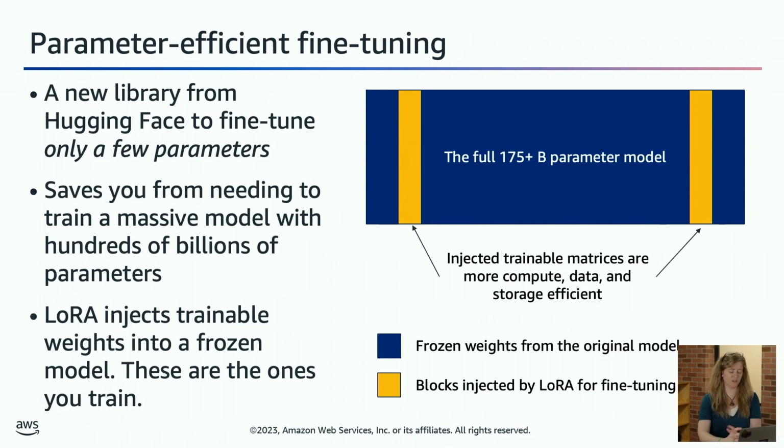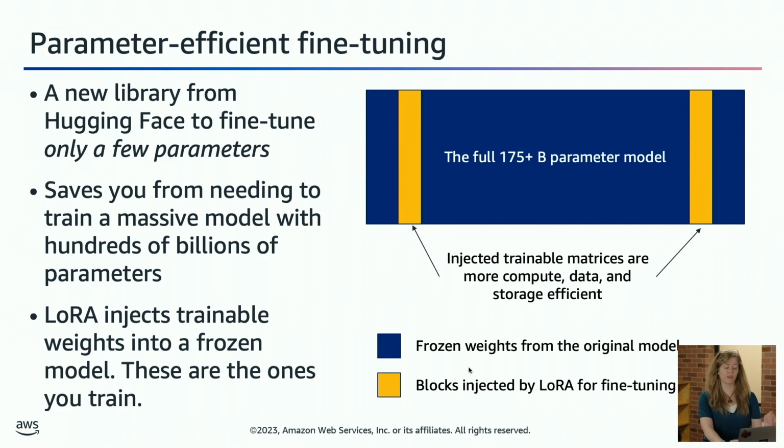And so parameter efficient fine-tuning, again, is a new library from our friends at Hugging Face, which lets you fine-tune only a few parameters. So let's say you have this massive 175 billion parameter model. This thing is multiple hundreds of gigs on disk. You need at least 16 GPUs or accelerators to hold this thing in memory, maybe more. And you don't want to train this whole thing because you need a massive data set to do that, and then you'd have to store the weights, and it's a big pain.